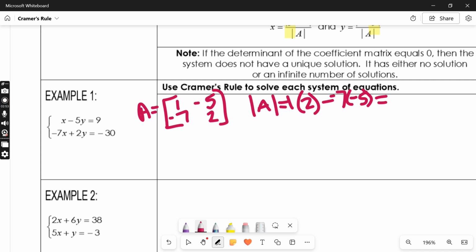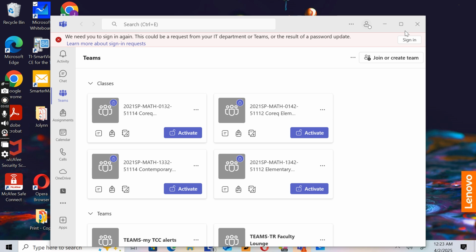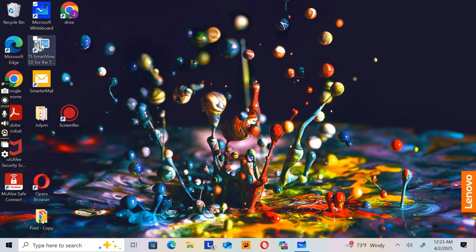You can also use your calculator to find that determinant. So if you forgot, you're plugging it in. I'm going to go ahead and open my calculator.